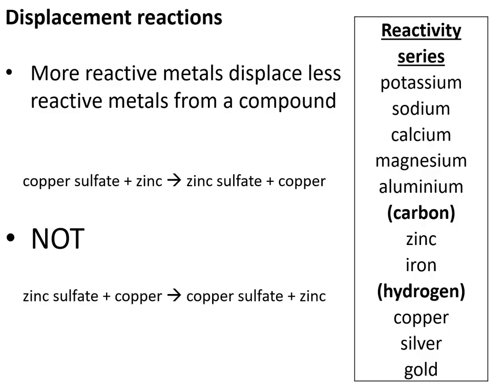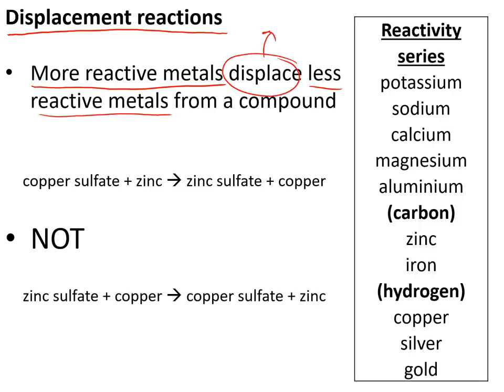Now, reactivity helps us to explain displacement reactions. Displacement reactions are ones in which a more reactive metal displaces a less reactive metal from a compound. And this word, displace, means takes the place of. For example, if we look at this reaction down here, we've got copper sulfate and zinc making zinc sulfate and copper.